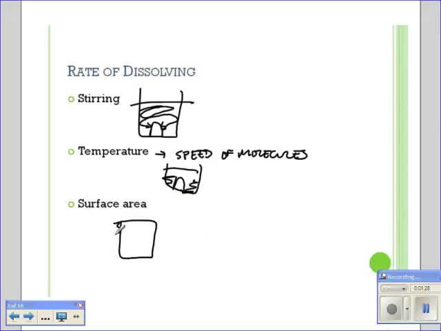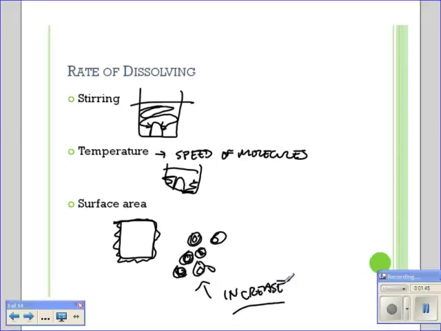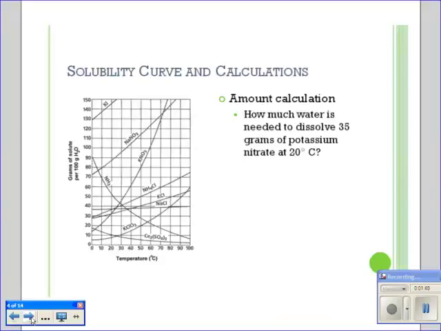Or instead of working on the outside, you can crush it up into smaller particles and work on the outside of each of those. And that is an increase in surface area. You have more surface. The more surface you have, the faster it will dissolve.